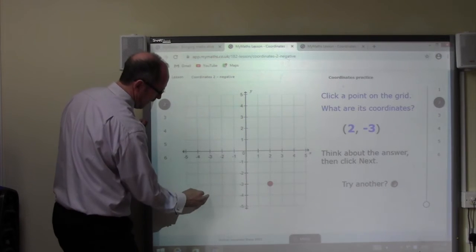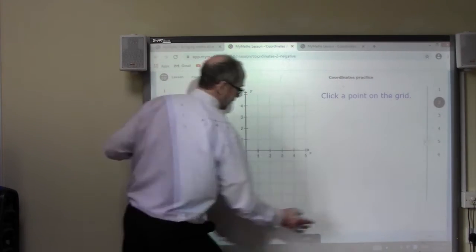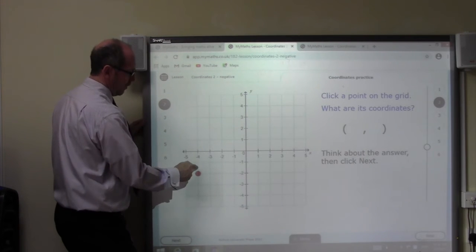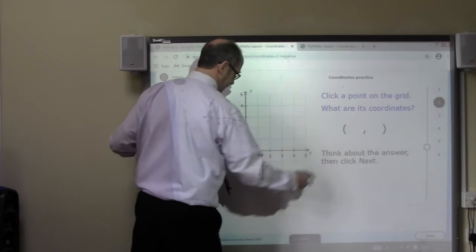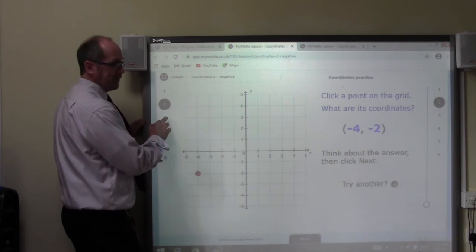And then this way, go over here. No, it's not going to do it. Try another one. So we're going along first. We've got minus 4, and then we're going down minus 2. So minus 4, minus 2. Everyone happy with that? Good.